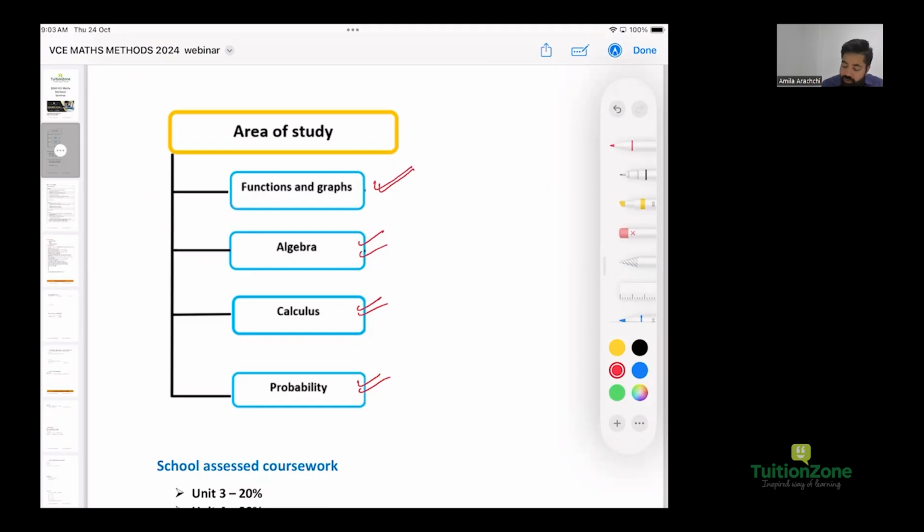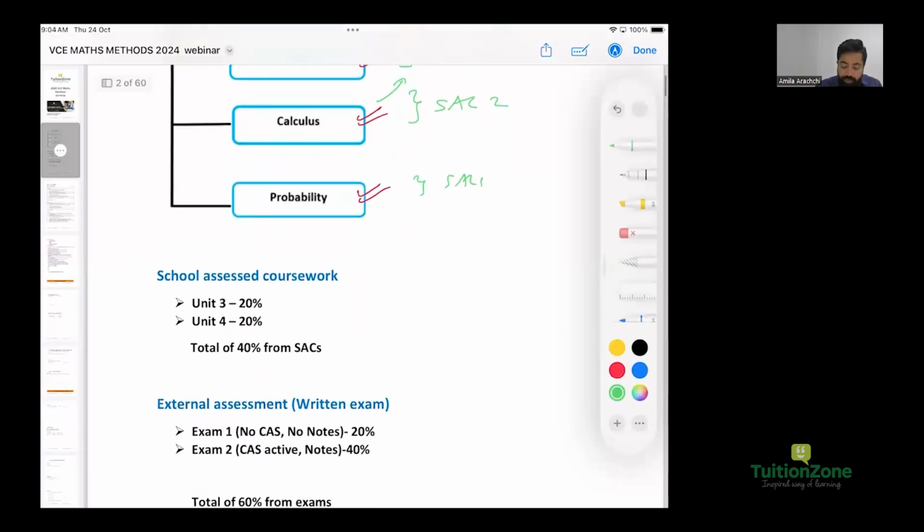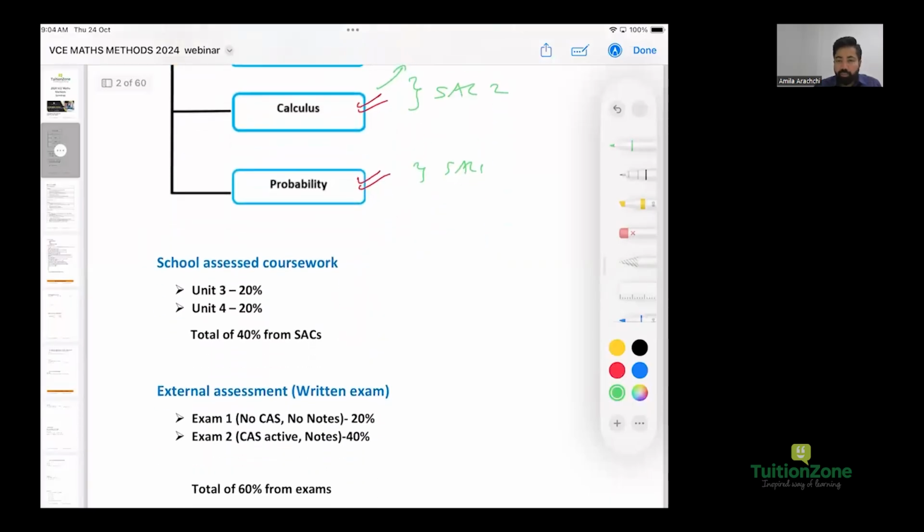Most schools had SACs for this one as SAC one. It really depends, and some schools include a bit of calculus in SAC one as well. Then SAC two is mostly based on calculus. The last one is SAC three. I hope all of you got your SAC marks and keep them ready, and then you can easily calculate your percentages approximately at this stage.